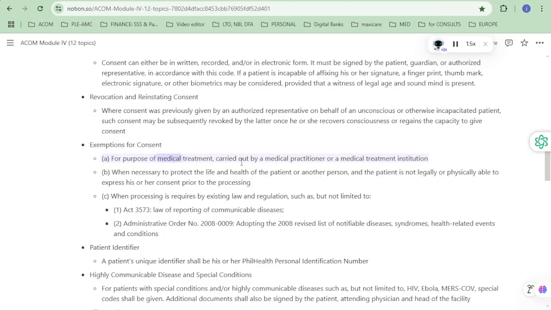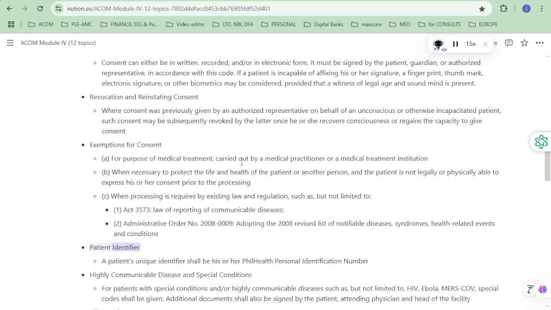A. For purpose of medical treatment, carried out by a medical practitioner or a medical treatment institution. B. When necessary to protect the life and health of the patient or another person, and the patient is not legally or physically able to express his or her consent prior to the processing. C. When processing is required by existing law and regulation, such as, but not limited to: 1. Act 3573, Law of Reporting of Communicable Diseases. 2. Administrative Order No. 2008-0009, adopting the 2008 revised list of notifiable diseases, syndromes, health-related events, and conditions.